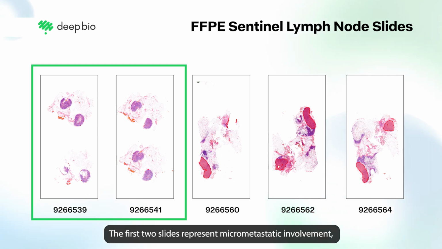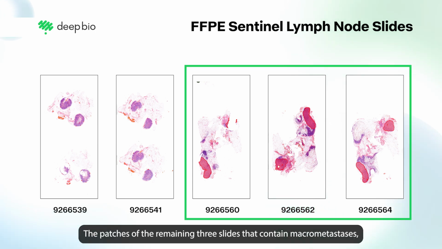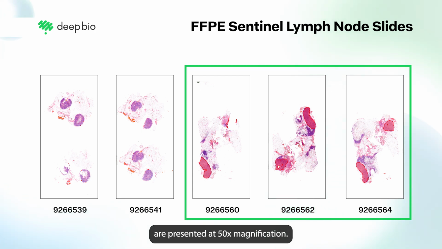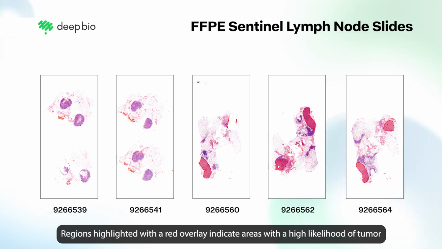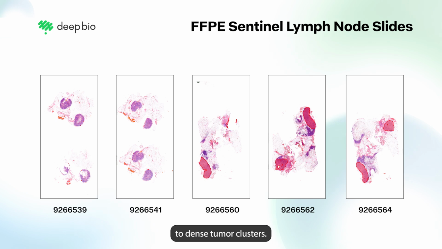The first 2 slides represent micrometastatic involvement. The related patches will be displayed at 100x magnification to visualize the smaller tumor foci better. The patches of the remaining 3 slides that contain macrometastases are presented at 50x magnification. Regions highlighted with a red overlay indicate areas with a high likelihood of tumor detected by the AI model, which range from isolated tumor cells to dense tumor clusters.